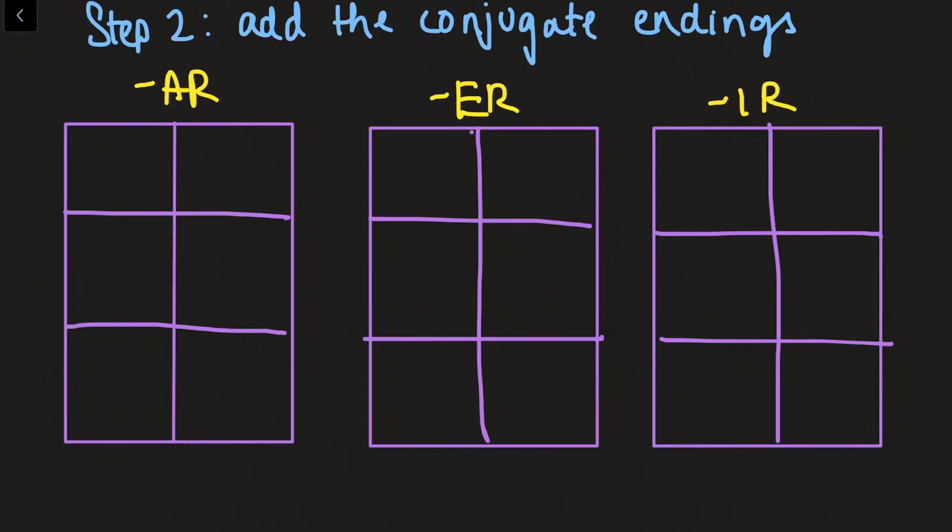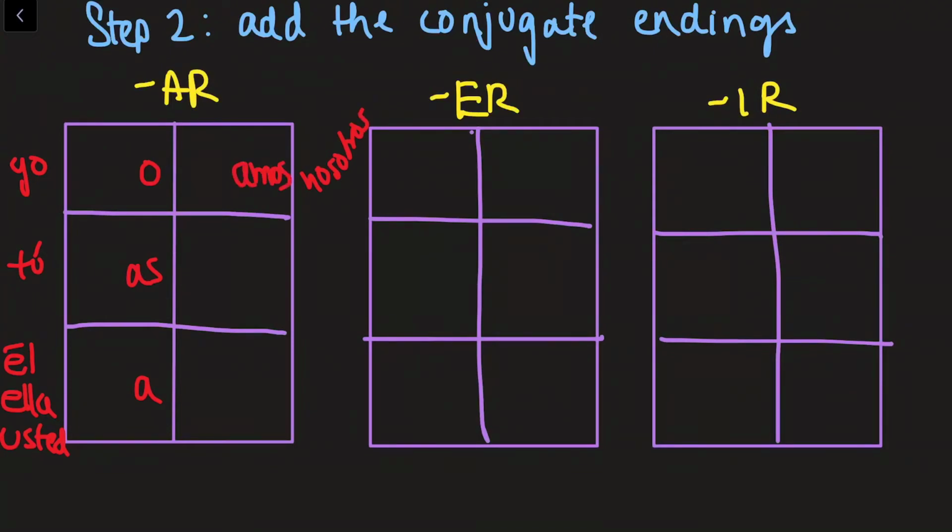Now, depending on the ending of the verb, as in AR, ER, or IR, the verb will have different conjugate endings. If it's an AR verb, it will conjugate like this. The yo form, which is I, ends with an O. The tú form, which is you, ends with an as. The él, ella, or usted form, which is he, she, or formal you, ends with an a. The nosotros form, which is we, ends with an amos. And the ellos, ellas, or ustedes form ends with an an, which is they or y'all.